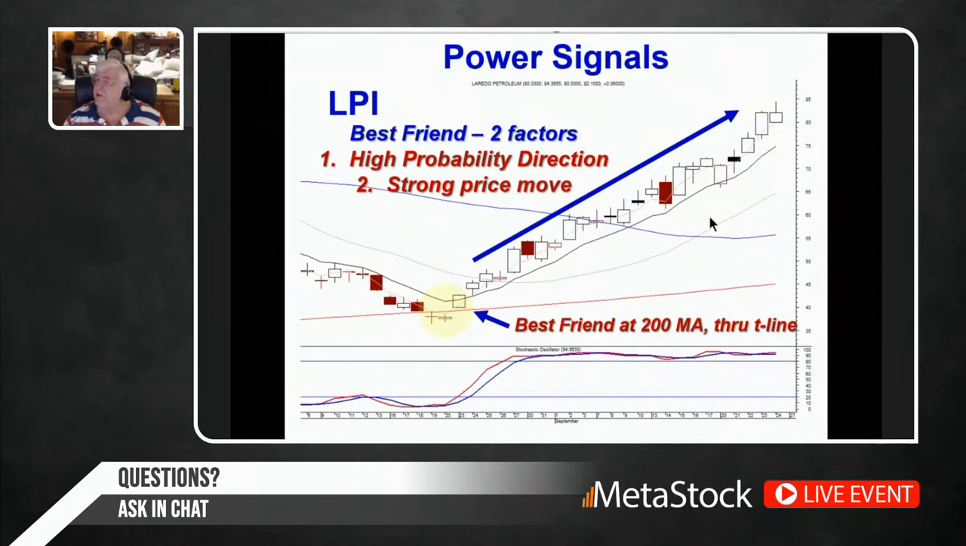So again, two factors from the best friend. We call it your best friend because one, you've got a high probability you're heading in the direction that you can see. And two, usually the price move is extremely strong.